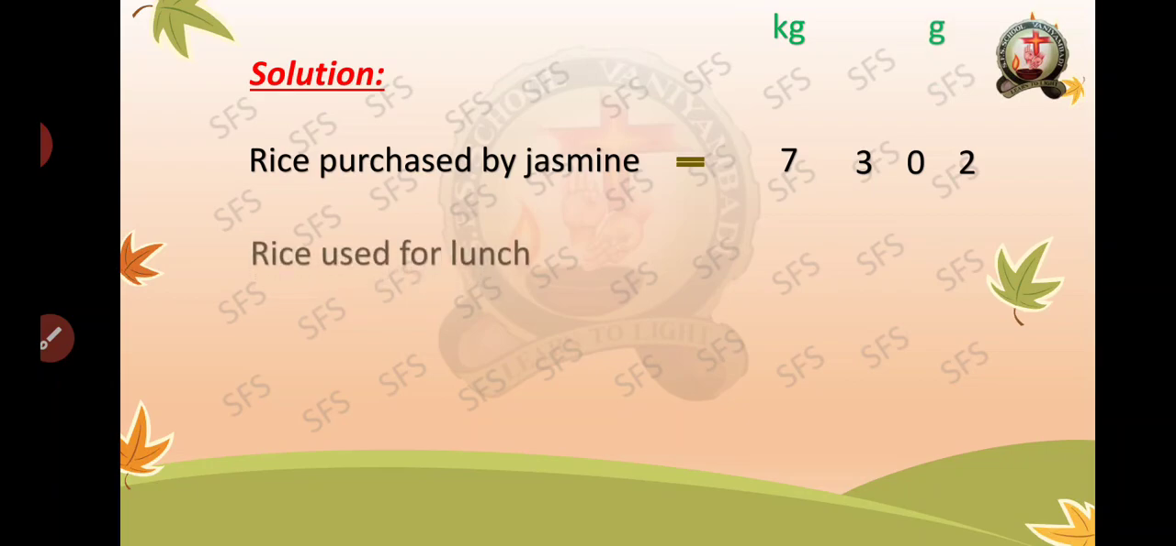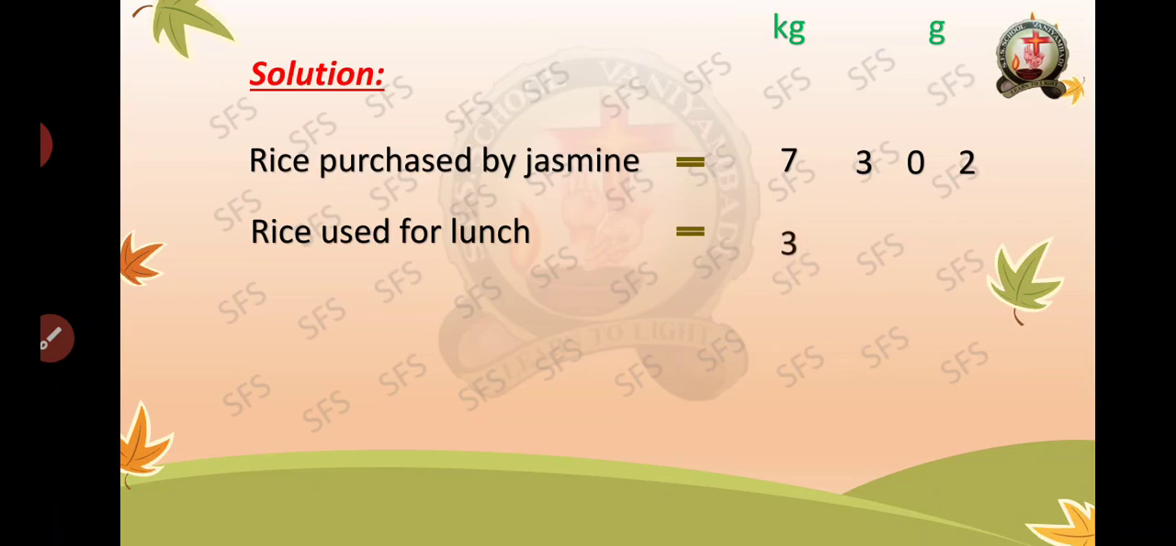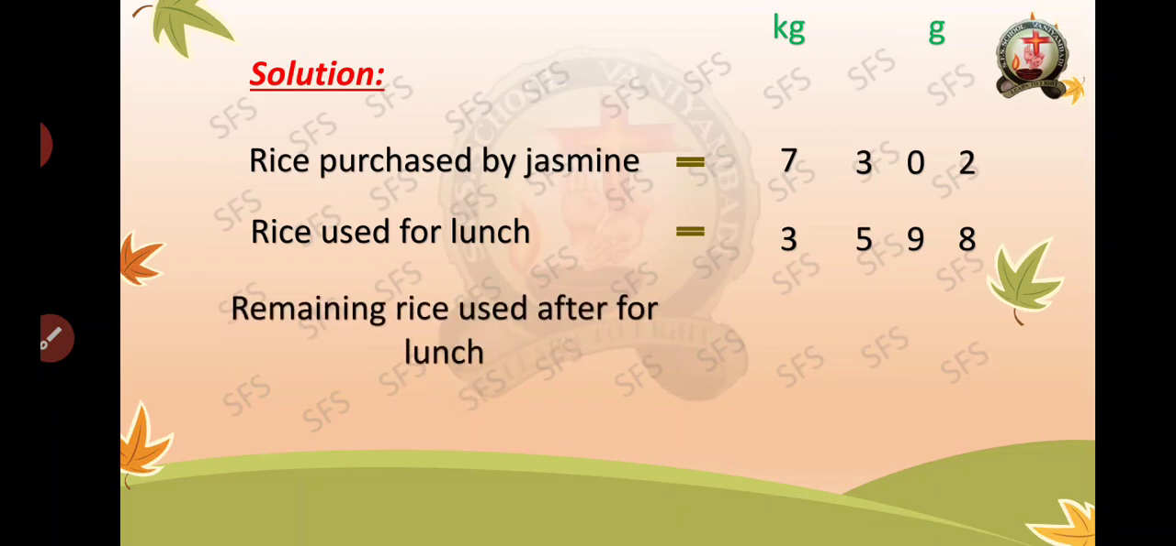Then the rice used for lunch. The rice which is used for lunch is 3 kg 598 gram. This is used for lunch. Now they are asking you the remaining rice after lunch. Now let us subtract, children.